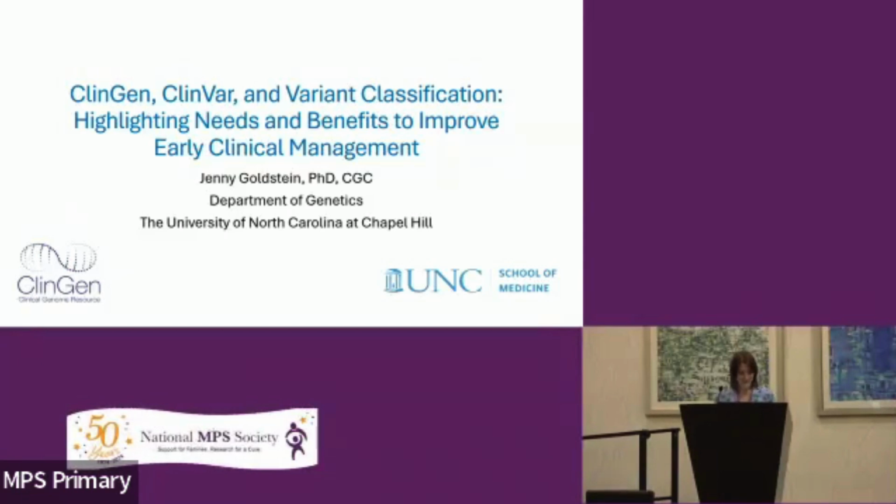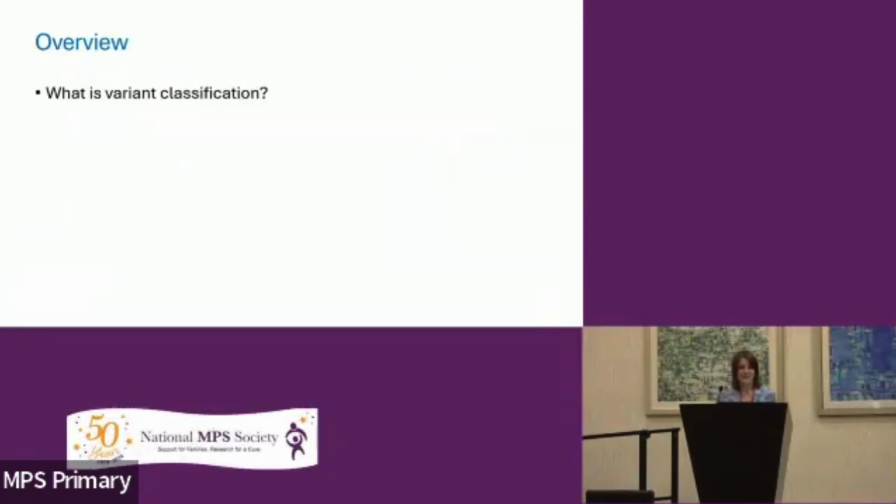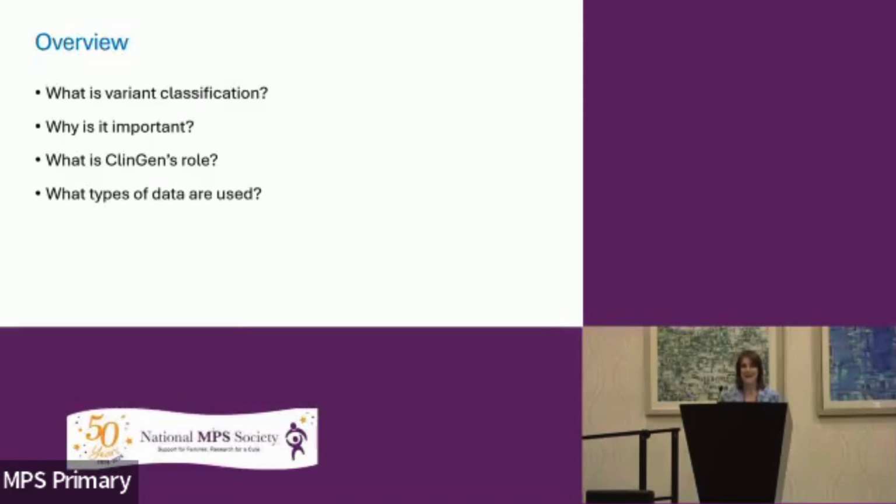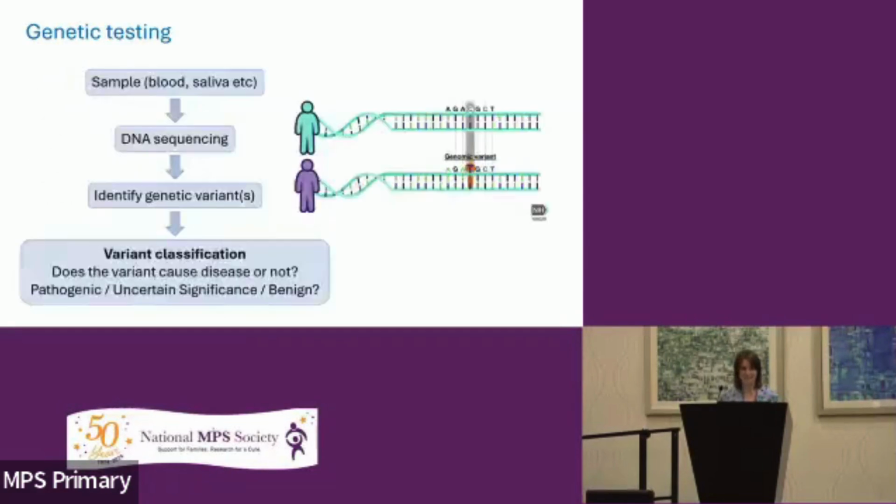So my talk really builds on what you've heard already from Amy and Caitlin, and I'm going to be talking about how we can use genetics in the early diagnosis of MPS. So just as a quick overview, we're going to be talking more about variant classification. Caitlin already mentioned this, but particularly variant classification as it relates to MPS disorders. Why is it important? And what is ClinGen's role in this process? What types of data do we use? And how can you help with this process?